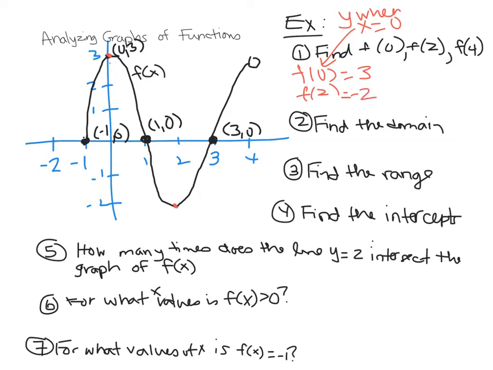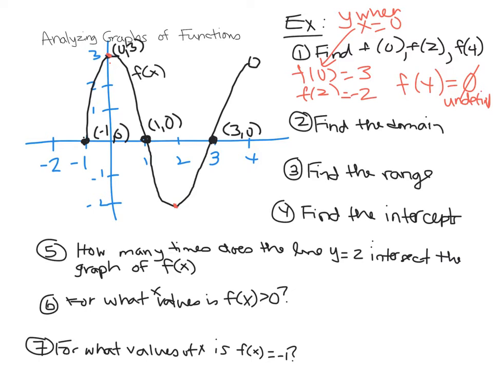F of 4, that one's a weird one. It actually has an open circle, so there is actually no value at that point. You can show the empty set, you can write does not exist, you can write undefined. Any of these is okay.